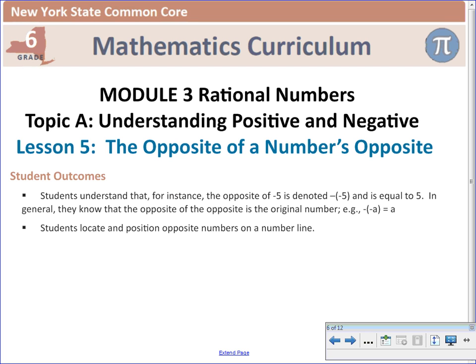Hi, today we're continuing with Module 3 and we're looking at Lesson 5, the opposite of a number's opposite. And I promise you by the end of the lesson you'll be thoroughly annoyed and sick of hearing me say the word opposite, because I will say it about 10,000 times.